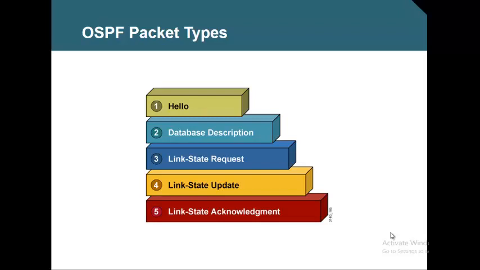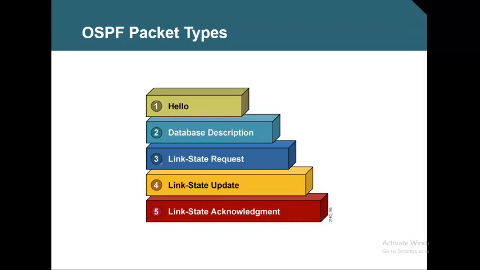The packet types in OSPF. These numbers: 1, hello; 2, database description; 3, link state request; 4, link state update; 5, link state acknowledgement. These numbers are also seen when you capture a packet. When you see 3, it always means link state request. This number is mapped to this packet.